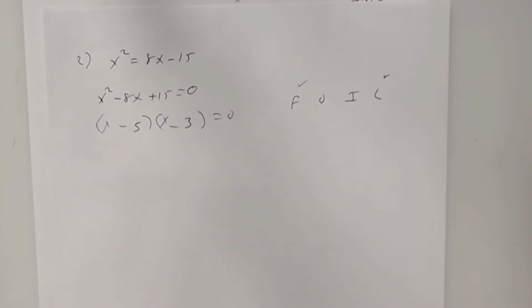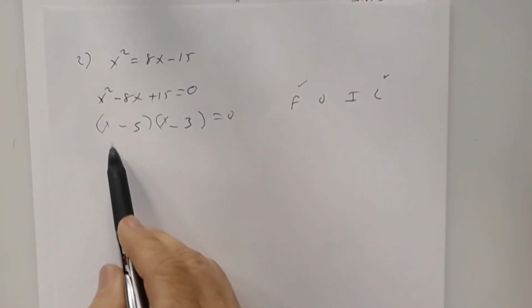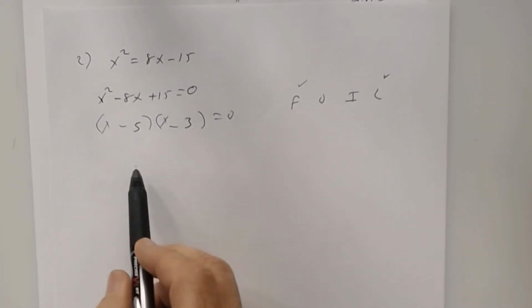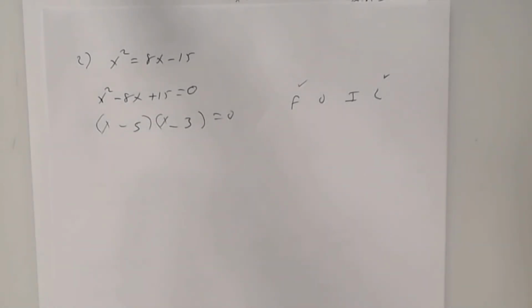And you're done. Now you may want to check, and all you got to do is check the outer and inner. What's the outer? Negative 3x. What's the inner? Negative 5x. And when you add them up, what do you get? Negative 8x. All right. So that was your next step. Okay.